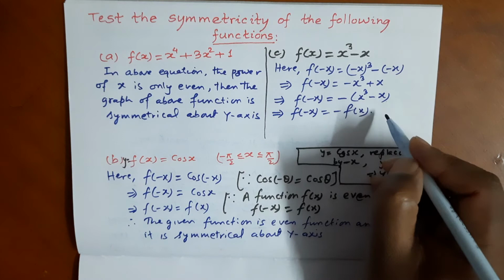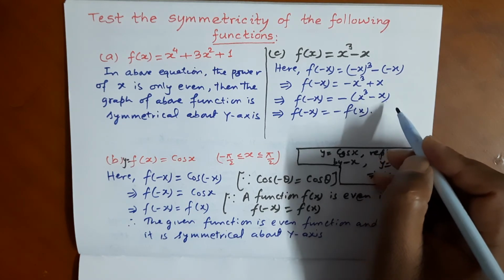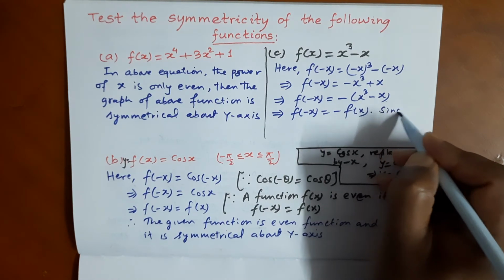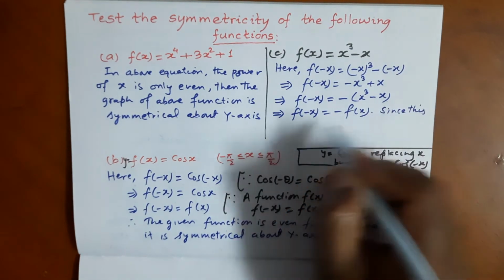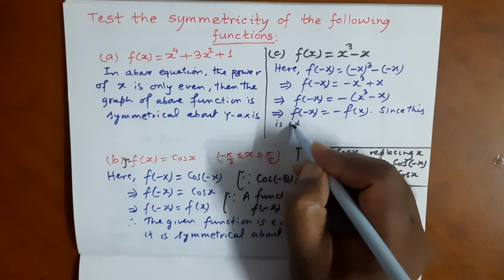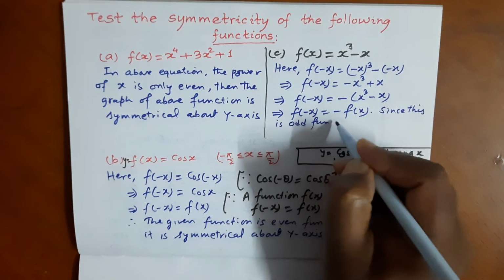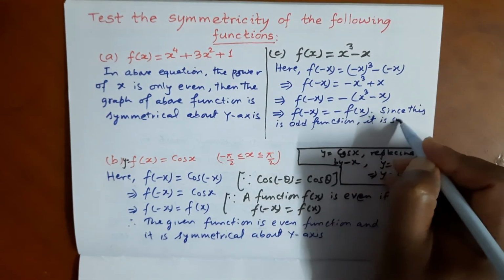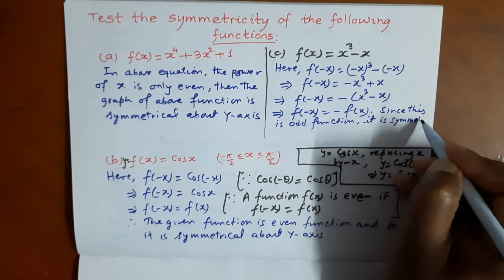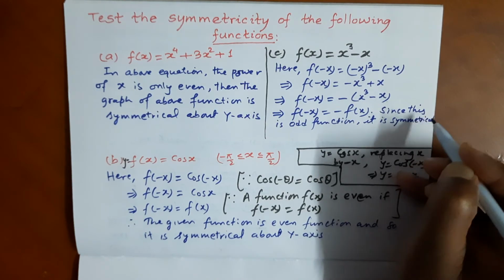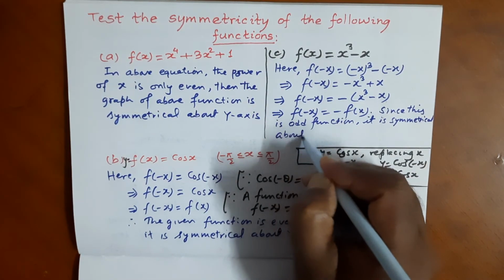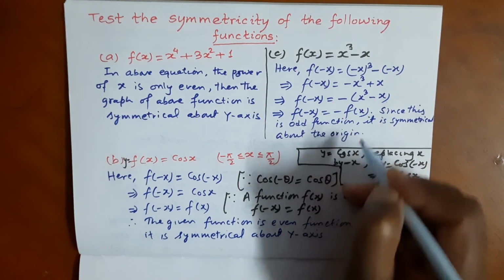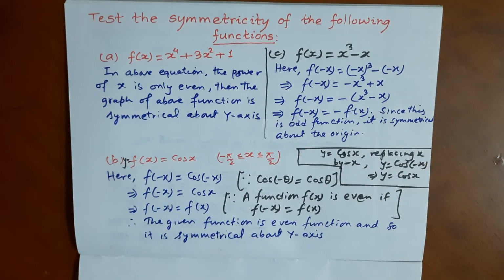So it is symmetrical about the origin. An odd function is symmetrical about the origin, since this is an odd function. It is symmetrical about the origin, because an odd function is symmetrical about the origin.